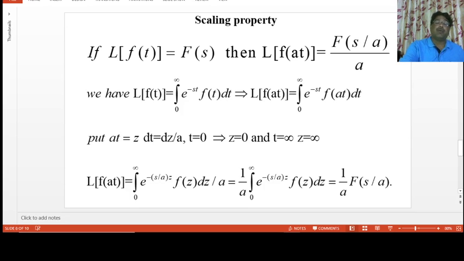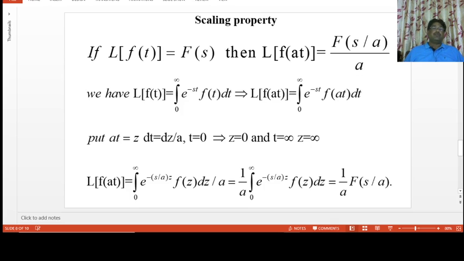Now, the scaling property. What is the scaling property here? If L of f of t is equal to F of s, then L of f of a t, that is, a into t, can be written as F of s by a divided by a. That means 1 upon a into F of s by a.